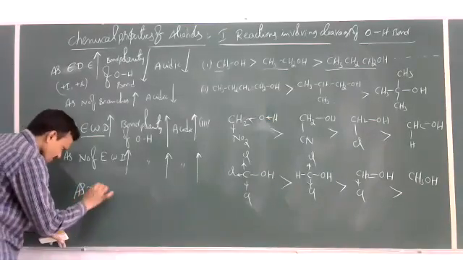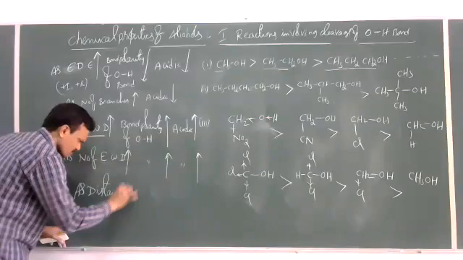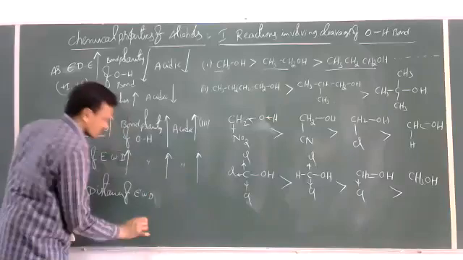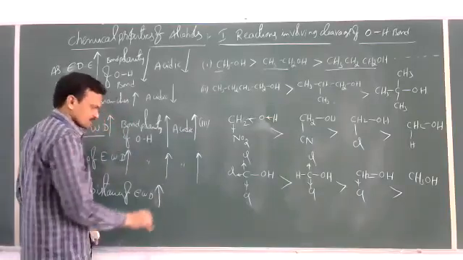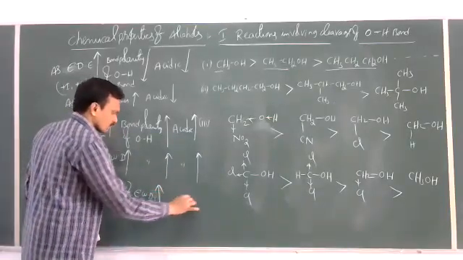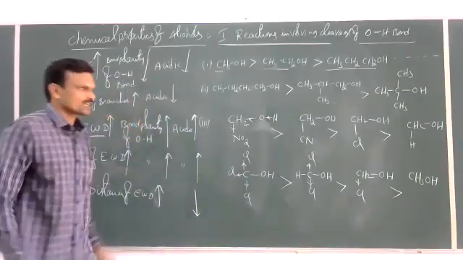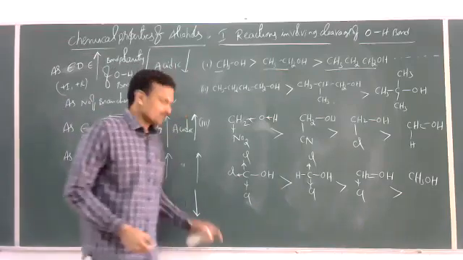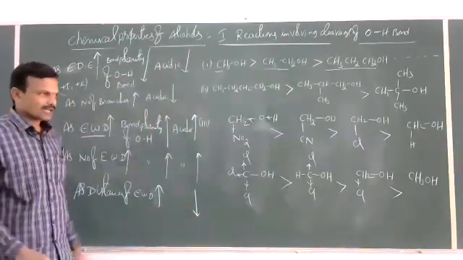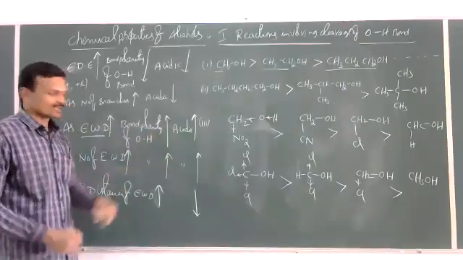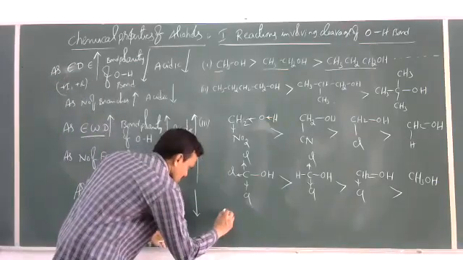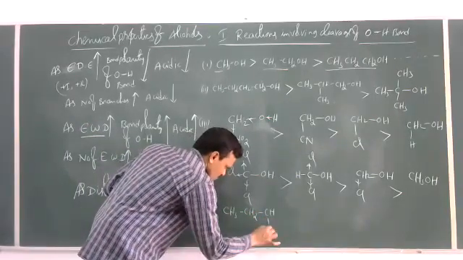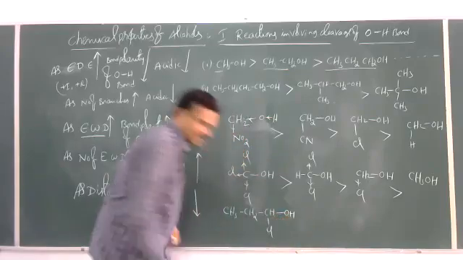Now one more. As the distance of the electron withdrawing group increases, the acidic strength decreases. As the distance of the electron withdrawing group increases, its withdrawing effect decreases. As the withdrawing effect decreases, the acidic strength also decreases. Let us take an example here. CH3CH2CHClOH. This is a compound.